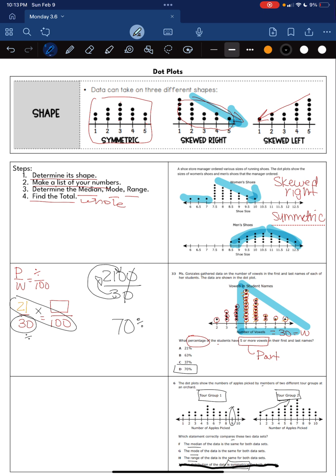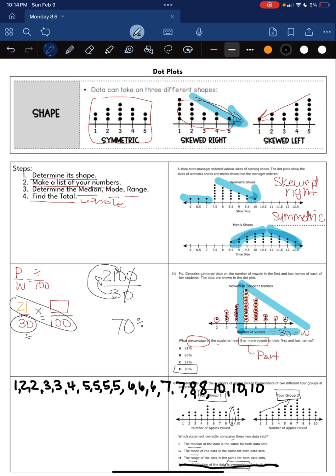First thing that I want you to do from this now is to go ahead and make a list of your numbers. So I know that there's only 1 one. There's 2 twos. There's 2 threes. There's 1 four. There's 4 fives. There's 3 sixes. There's 2 sevens. There's 2 eights. And there's 3 tens.